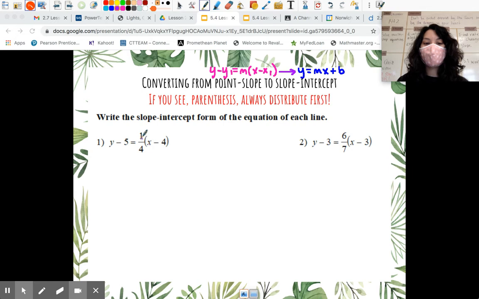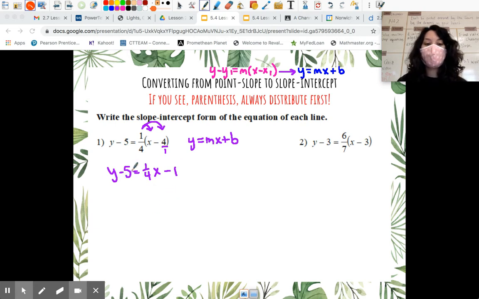And for number one, we have some parentheses. Again, I want this to be in this form. I want the y by itself and no parentheses. Since I have parentheses, that's what I've got to handle first. 1/4 times x is easy. That's just 1/4 x. 1/4 times -4, make this a fraction, cross cancel. You should get a -1. If you're still struggling with fractions, Khan Academy is highly recommended at this point.